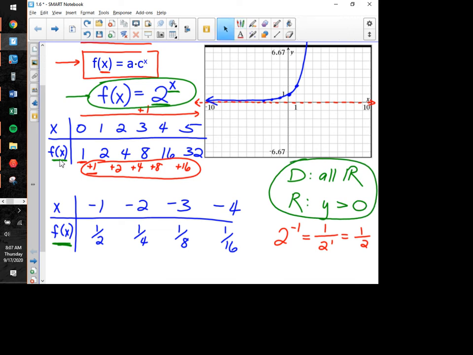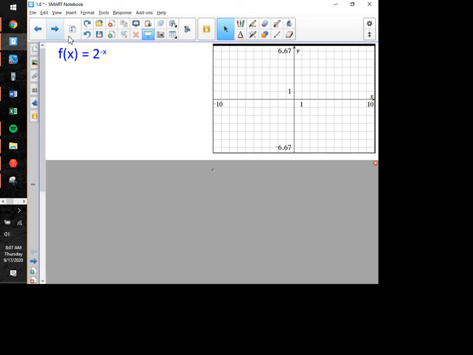All right, guys, that's probably something that you remembered pretty well over the years, but let's keep going and talk about a couple of variations on that function. So if we made our exponent negative, everybody, f of x is equal to 2 to the negative x, let's start talking about what that one would look like.